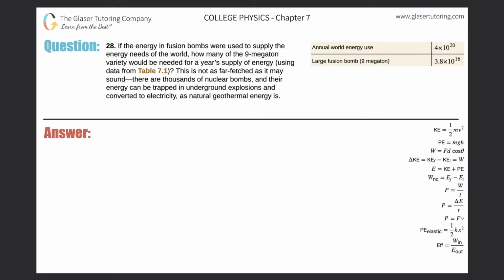Number 28. If the energy in fusion bombs were used to supply the energy needs of the world, how many of the 9 megaton variety would be needed for a year's supply of energy, using data from table 7.1? All right, so on the right-hand side, we have pulled an excerpt from that table. The right-hand side of that table represents the energy in joules, and you can see the categories over here on the left.